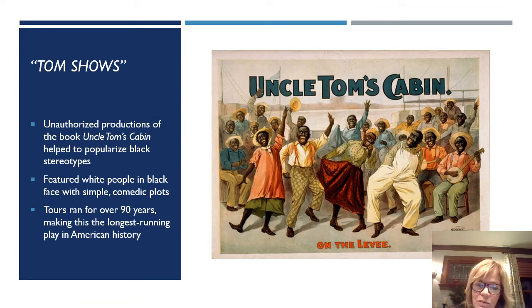It also, some people did these unauthorized plays of the book called Tom shows. And these performances were going on for years, 90 years. And what it was is white people dressed in blackface, mocking Black people and playing upon these characteristics, exaggerating characteristics about Black people. And this just persisted, making it the longest running play in American history. It was even later made into a movie.